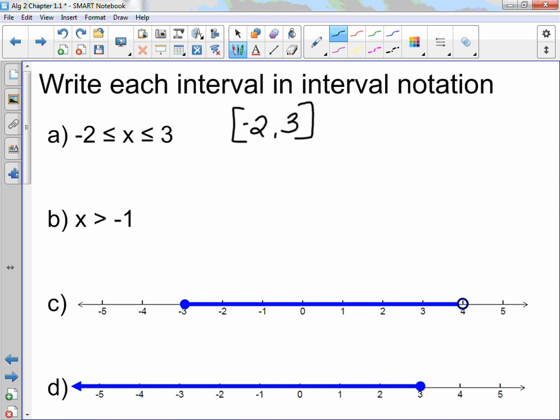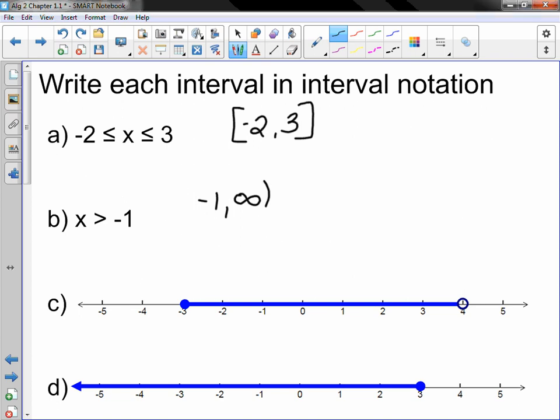All right, let's look at the next one. X is greater than -1. So what's that saying? So our smallest number is what? -1. Because we're saying all the numbers are bigger than -1. So what's the biggest number we can have? It would be infinity. And because we have infinity, it's always going to have a parentheses. And what about the -1? It would be parentheses because it's not included. So we'd have parentheses around both of them.